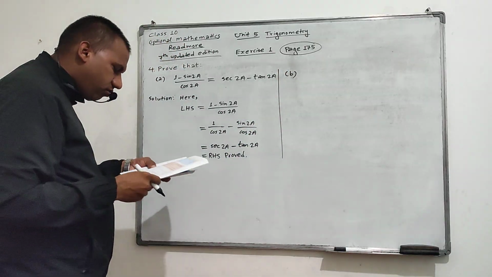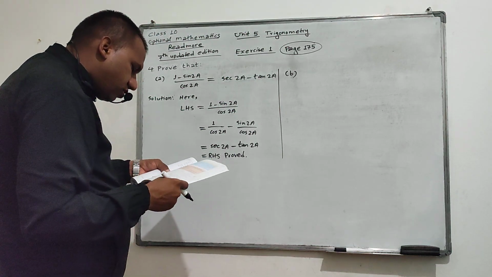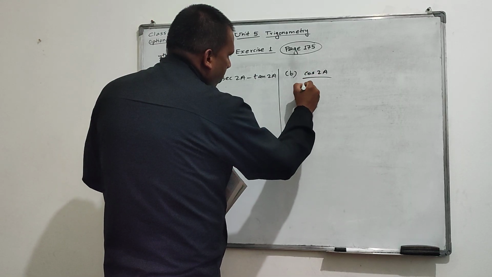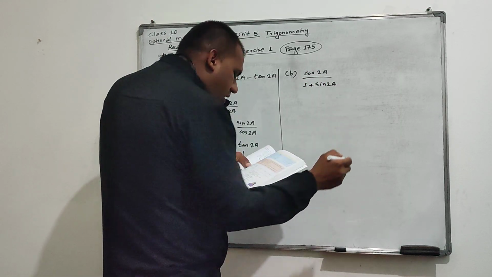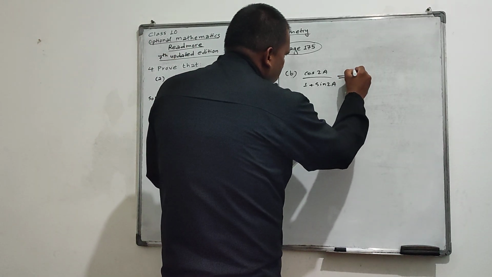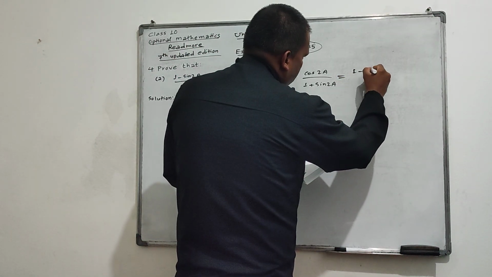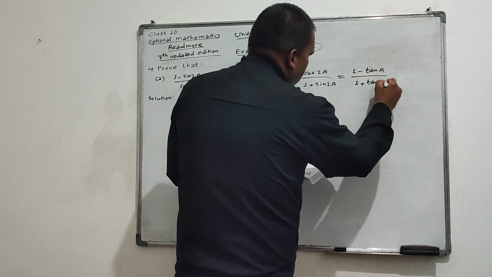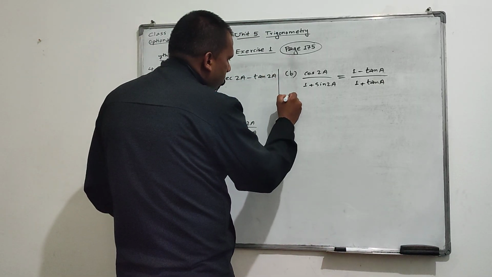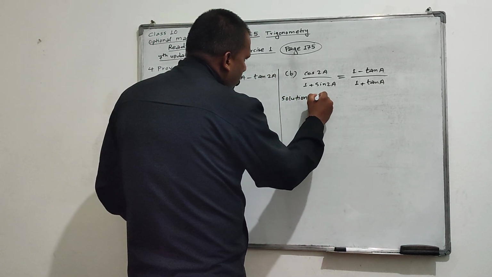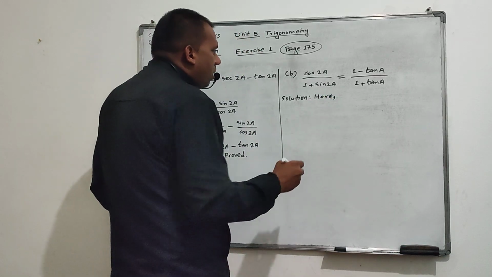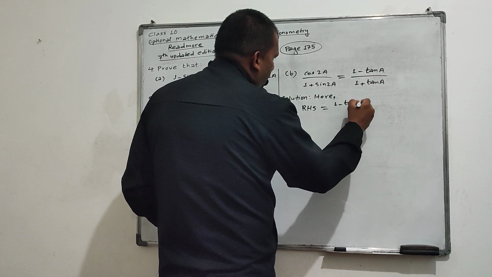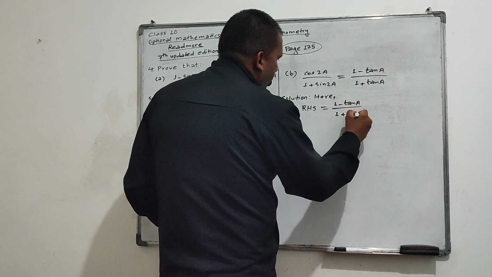Now on B we have cos 2a upon 1 plus sin 2a equals (1 minus tan a) upon (1 plus tan a). Now its solution. Here, RHS equals 1 minus tan a whole upon 1 plus tan a.